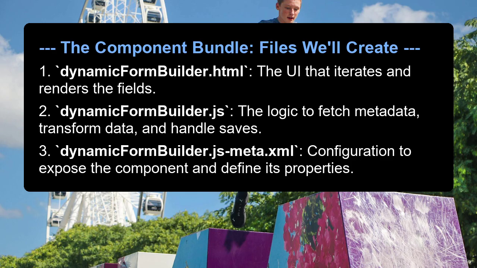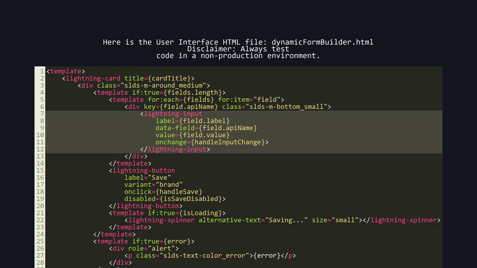Dynamic Form Builder.js: the logic to fetch metadata, transform data, and handle saves. 3. Dynamic Form Builder.js-meta.xml: the configuration to expose the component and define its properties. Here is the user interface HTML file, Dynamic Form Builder.html. Disclaimer: always test code in a non-production environment.